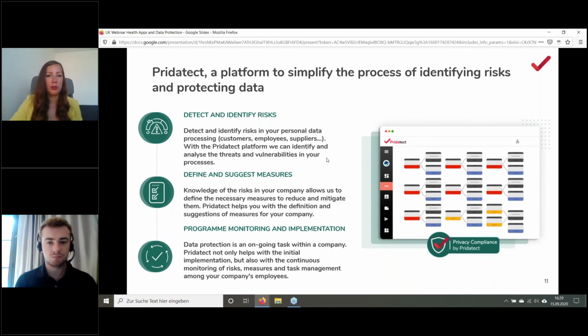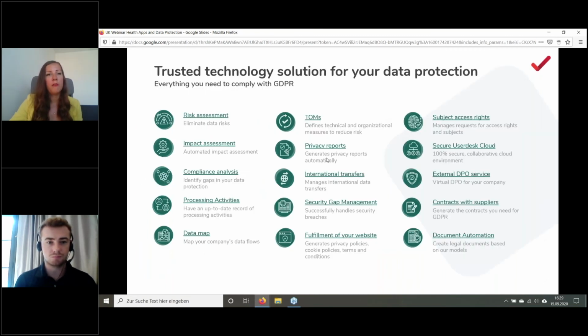So with PrideAged, we have an online platform. We can do all of those things. We can conduct risk assessments. We have the technical organizational measures you need predefined. You can create privacy reports. We have international data transfers, how you can handle them. You can create your own register of processing activities really easily. So basically everything is done and everything is in one platform.